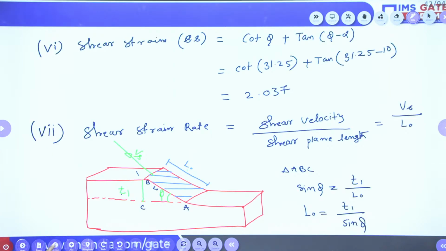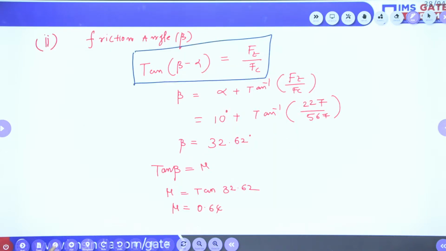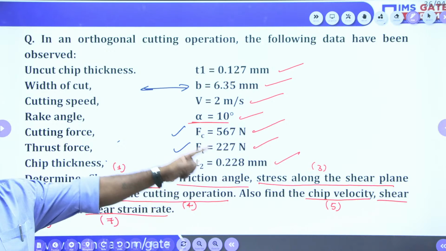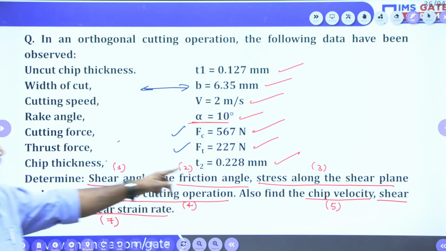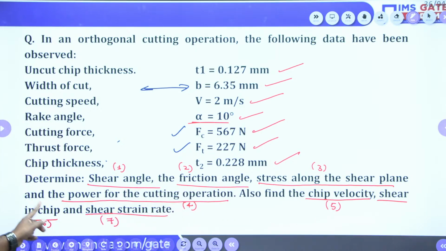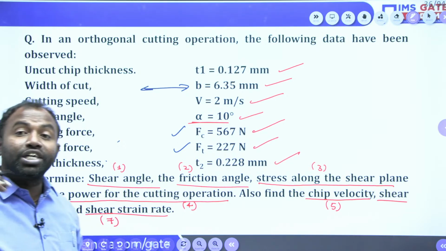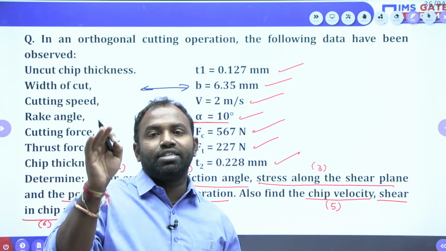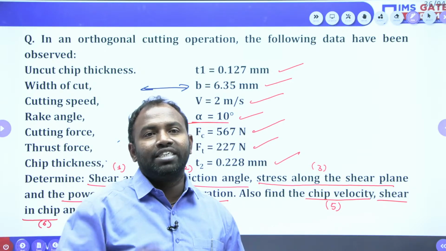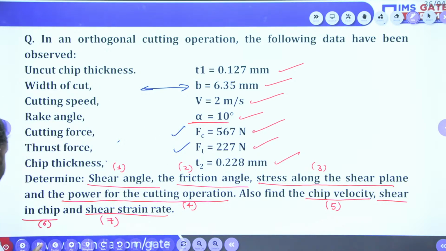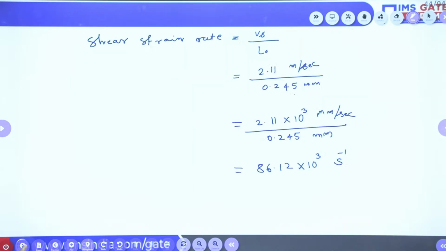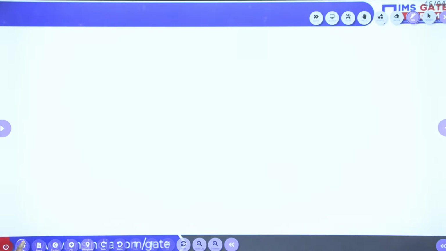If you look at the question here: shear angle, friction angle, shear stress, and also power, and also find the chip flow velocity, shear strain in chip, and shear strain rate also. Shear strain rate is nothing but shear velocity divided by shear plane length. Clear, everybody? Okay, shear strain rate. I hope you understand this solution. Now let us go for another question.